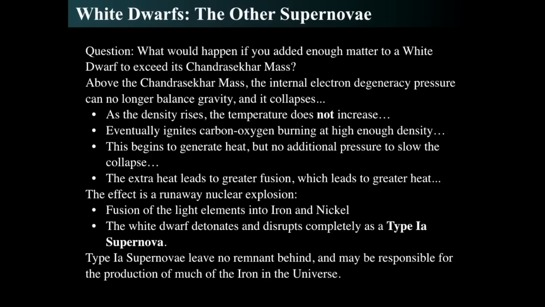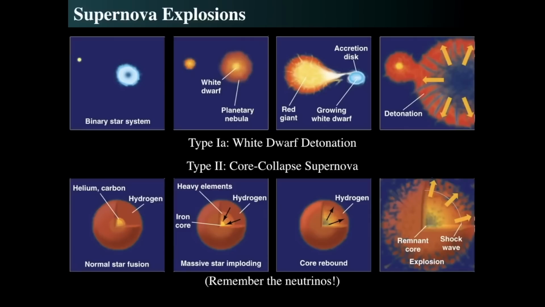The white dwarf completely explodes and is responsible for a huge amount of iron in the universe. So to summarize, we talked about supernovae before, but let's look at the two different types. The top type is the one we're talking about now. We have a binary star that are very close together.